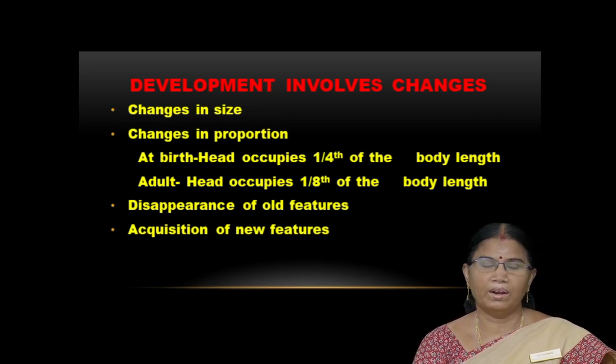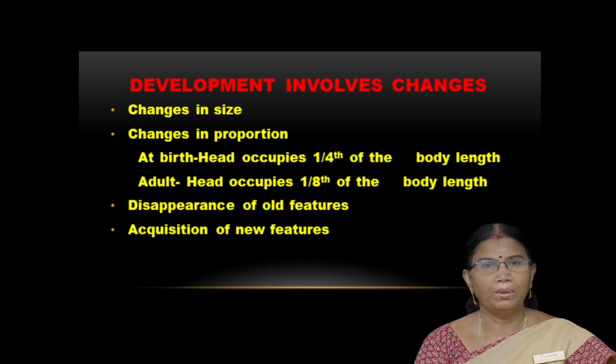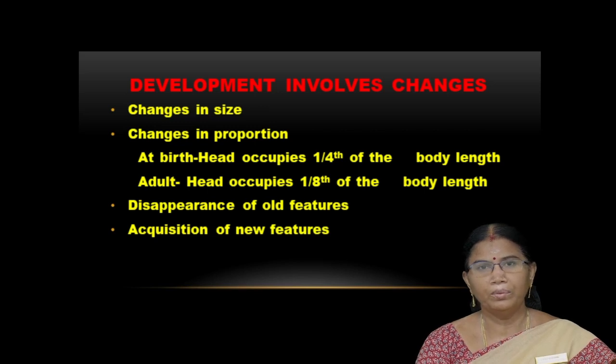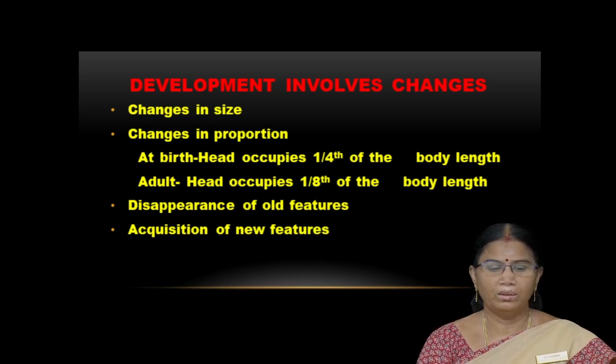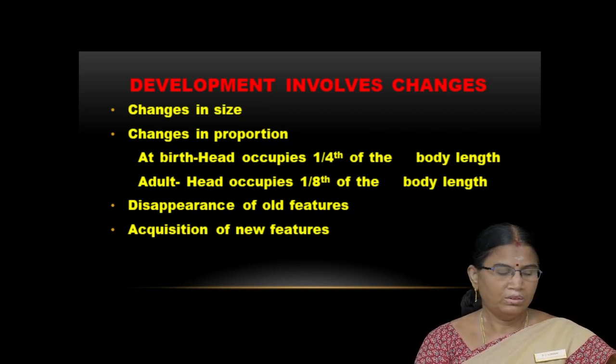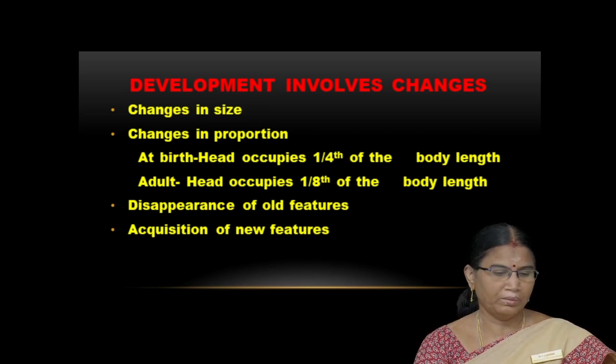What are the secondary sex characteristics that appear during the adolescent stage only? Changes in breast size, appearance of hair on the body, like pubic hair, underarm hair, then deepening of voice, change in the voice, all those things happen during the adolescent period only. So that's the acquisition of new features. Shall we go for the next significant aspect of growth and development? Yes.